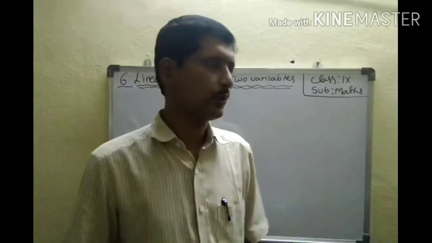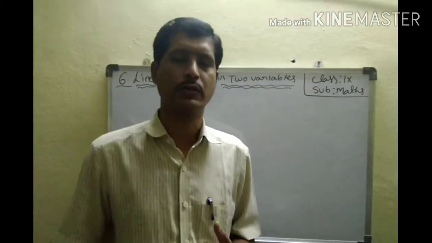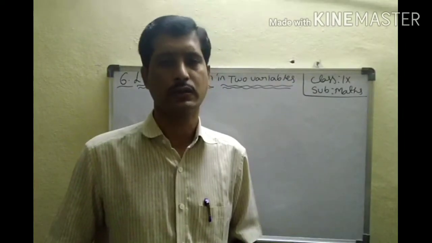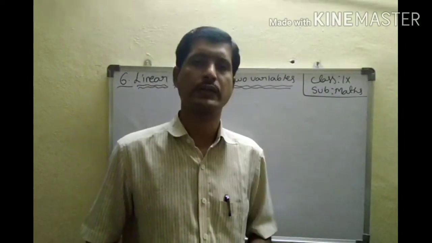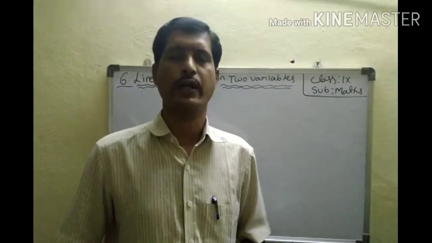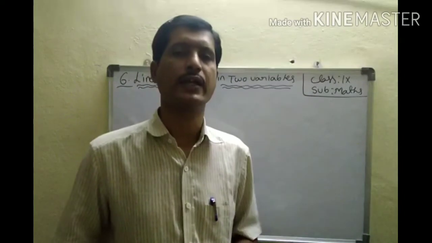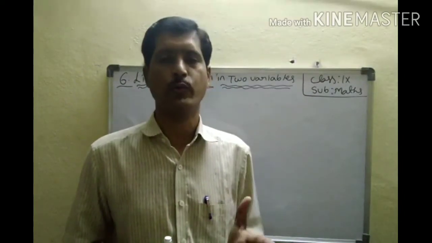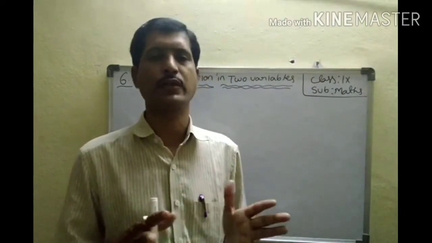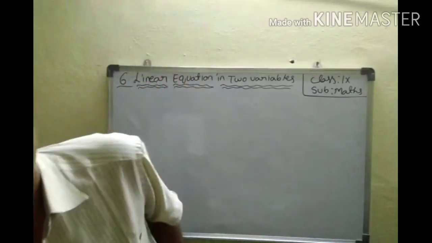The general equation of a linear equation in one variable is ax plus b equal to 0, where a is not equal to 0. The general equation of a linear equation in two variables is ax plus by plus c equal to 0, where a is not equal to 0 and b is not equal to 0. The graph of any linear equation, whether one variable or two variables, is a straight line. Today we will discuss the graph of linear equations.